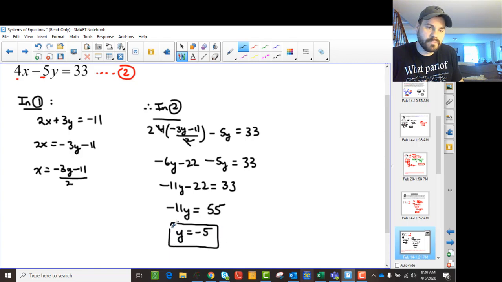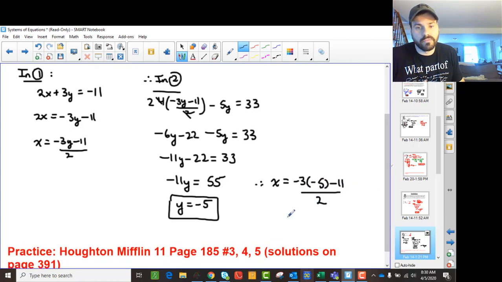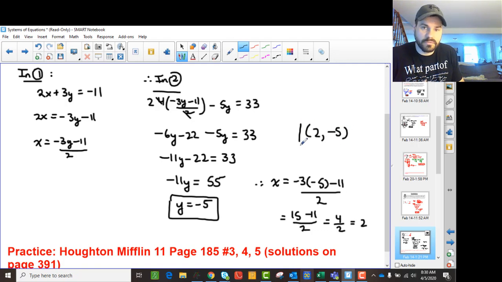Okay? So then I say, therefore, x is minus 3 times y, which is minus 5, minus 11, divided by 2. So that gives me 15 minus 11 divided by 2. So 15 minus 11 is 4 divided by 2, so 2. So that's my solution then, is 2 and minus 5. That's my final solution.